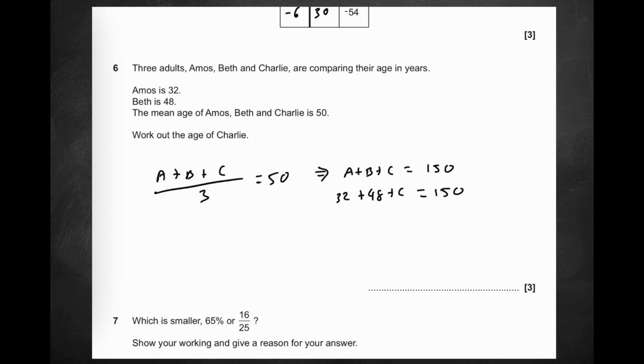So let's add up A and B to get 80 on this side, plus C equals 150, which means C is 70 if we take 80 off both sides. And that is the age of Charlie.